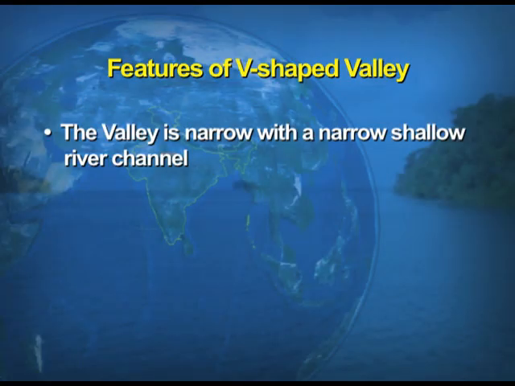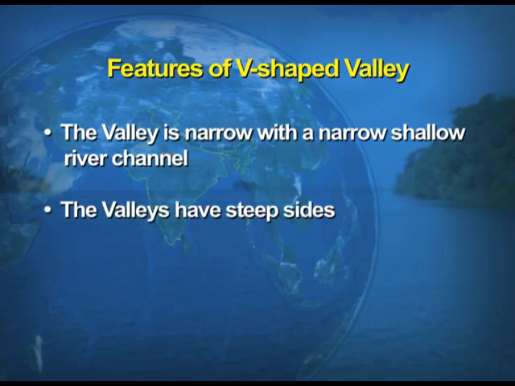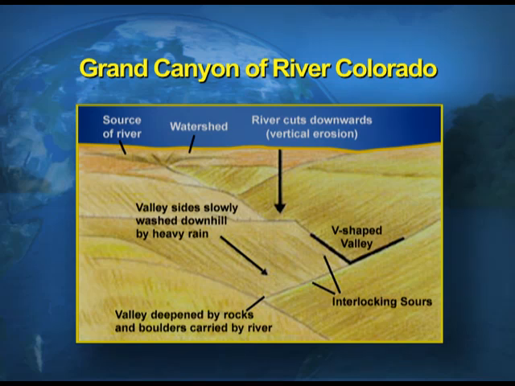Now we'll be taking up the various features of the V-shaped valley, how it looks like. It's a narrow and a shallow river channel. The valleys have steep sides. The channel has a deep gradient. The water is mainly slow flowing and the load is mainly large, angular and rough.